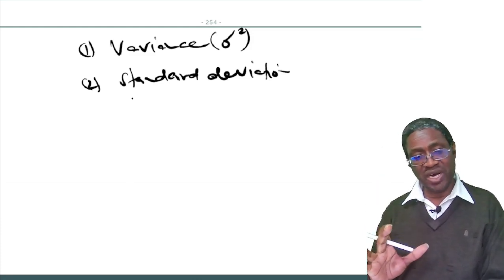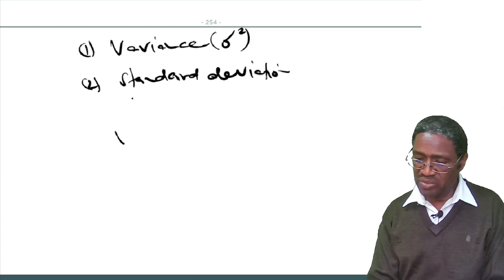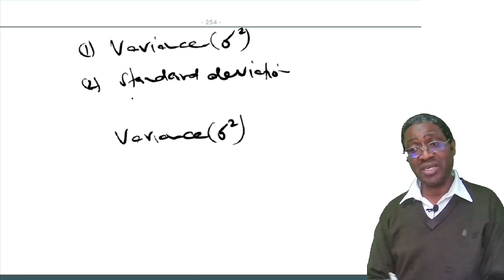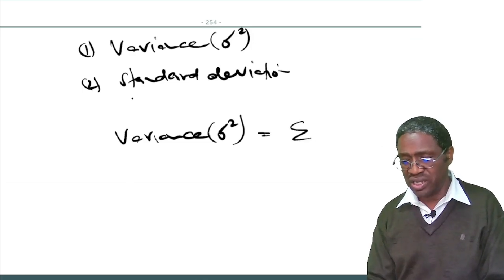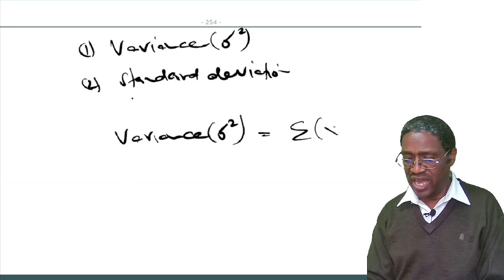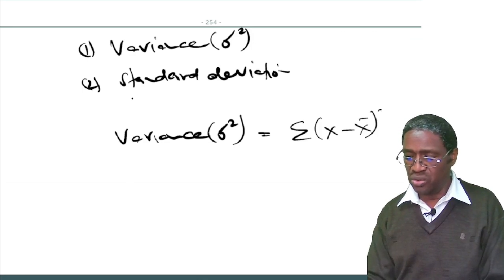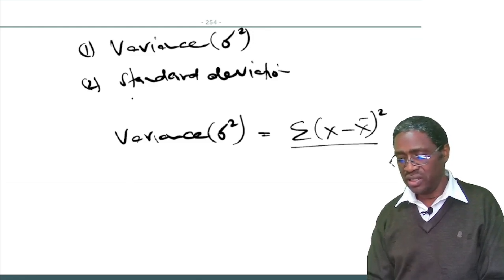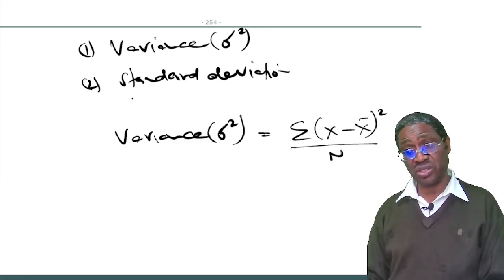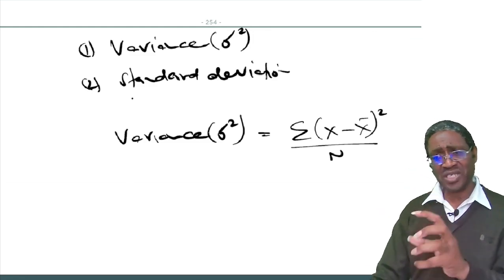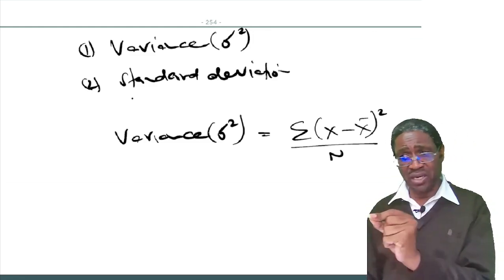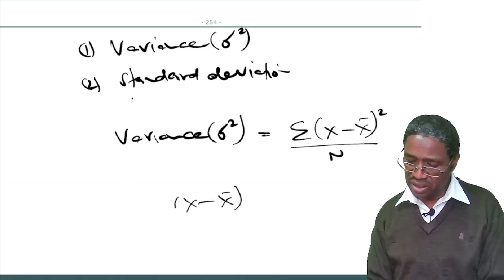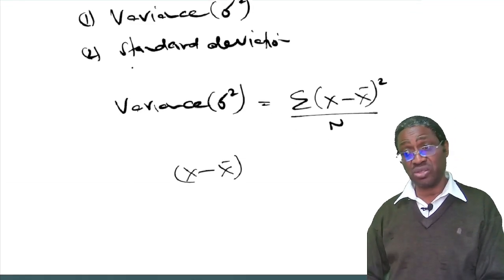Okay? One measure of risk is to calculate what we call the variance. How do we calculate the variance? To get the variance theta squared, we take the summation of x minus x bar, you get the square of that, okay? Then you divide that by the number of observations. Listen. So I'm first getting x minus x bar. This symbol, x minus x bar, represents the deviation.